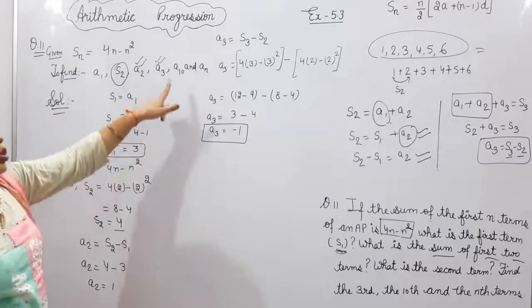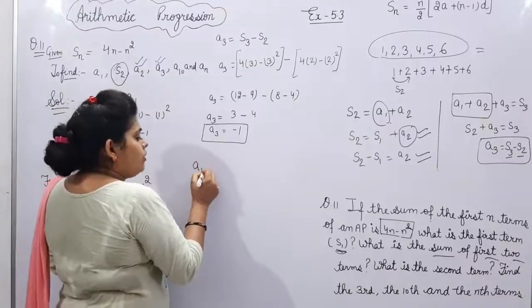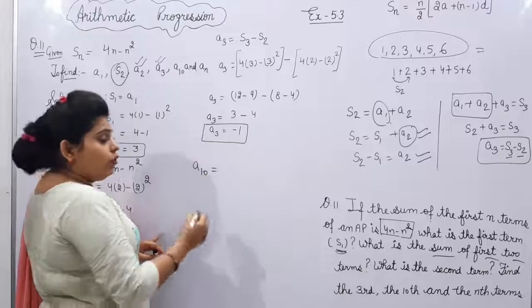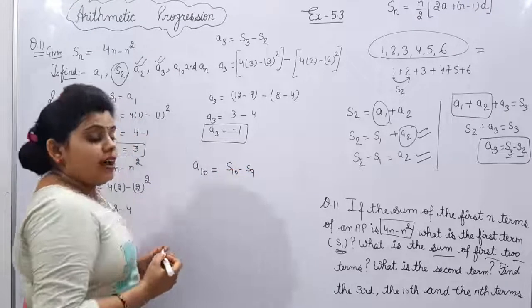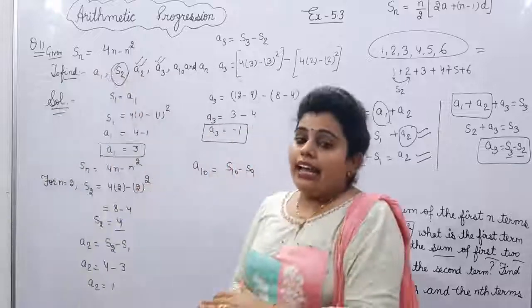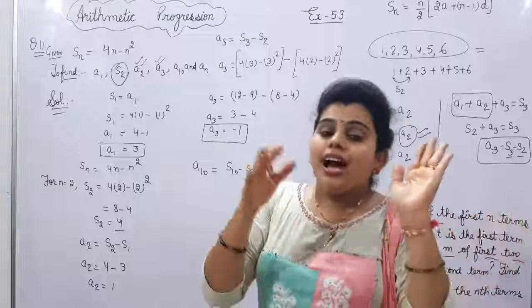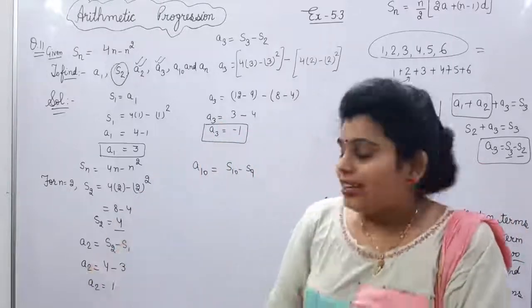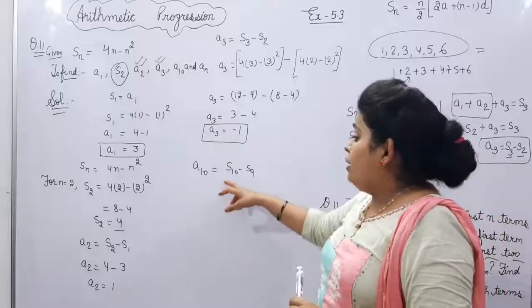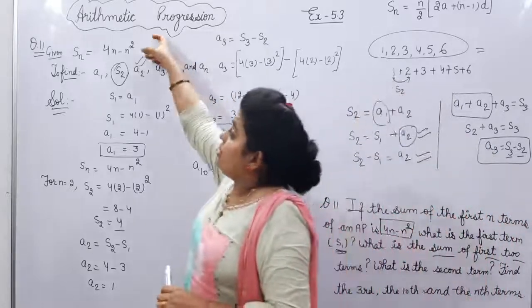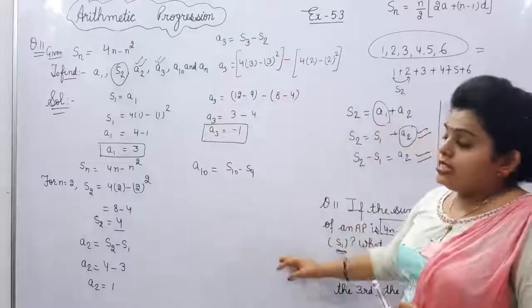Now come to 10th term. Means we have to find A10. Similar formula we will use here. A10 will equal to S10 minus S9. Yes बेटा, हमें अगर A10 निकालनी है तो इन सभी 10 टर्म्स के सम में से अगर हम फर्स्ट 9 टर्म्स का सम सब्ट्रैक्ट कर देंगे तो हमें A10 10th टर्म मिल जाएगी. Why we are using this formula? Because sum is given. हमें यहाँ पर sum given है.